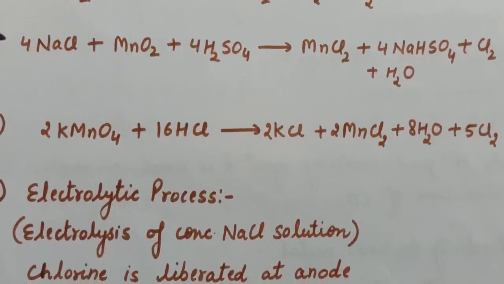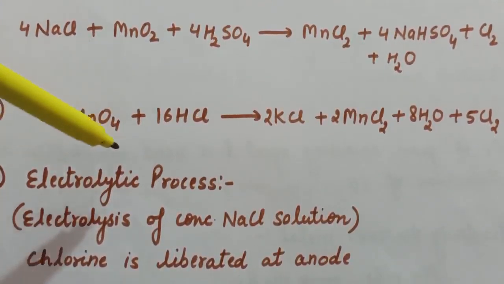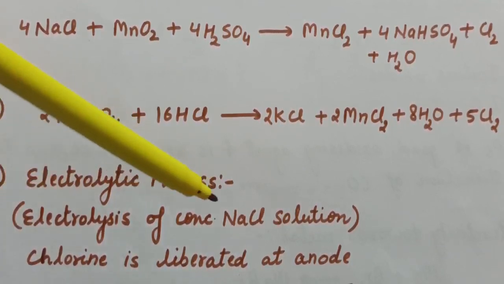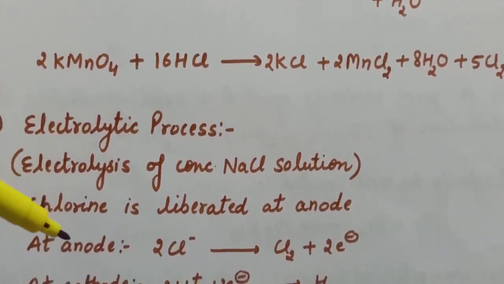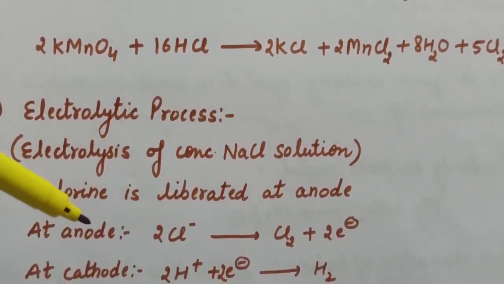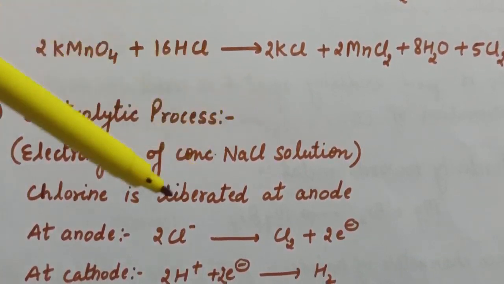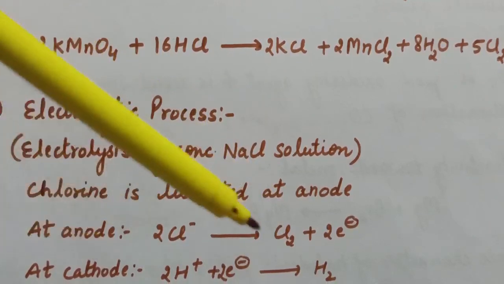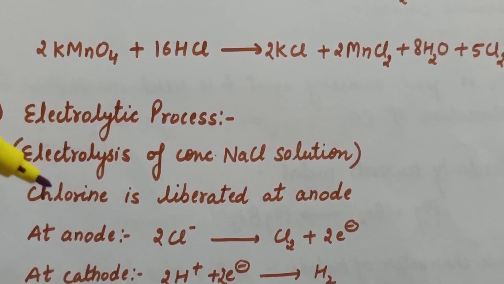Next method is it is also prepared by electrolytic process. That is, when we do the electrolysis of concentrated NaCl solution, in electrolysis we have anode and cathode. So at anode, chlorine is liberated and at cathode hydrogen is liberated. So this is the other method by which we can prepare chlorine.